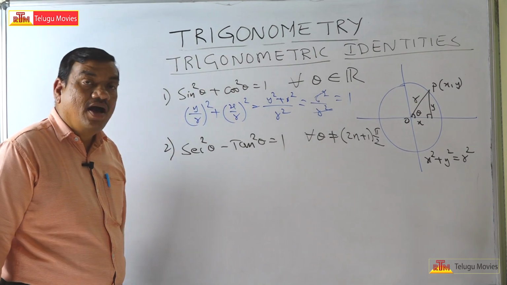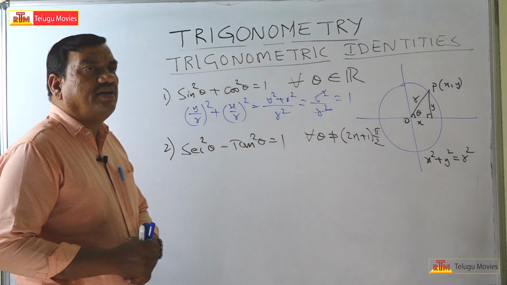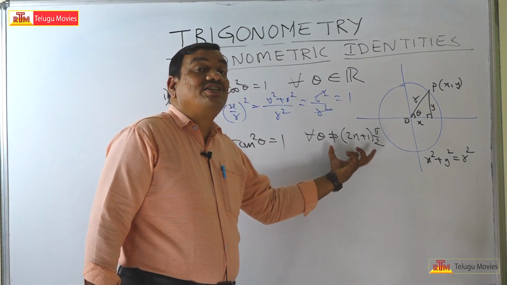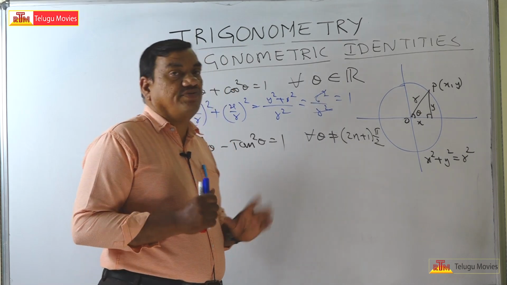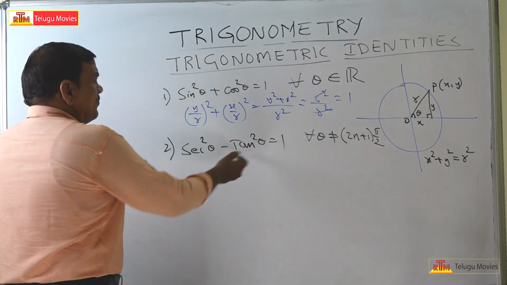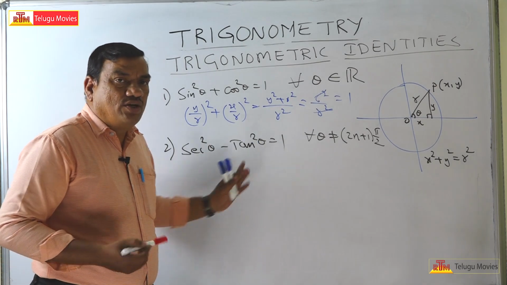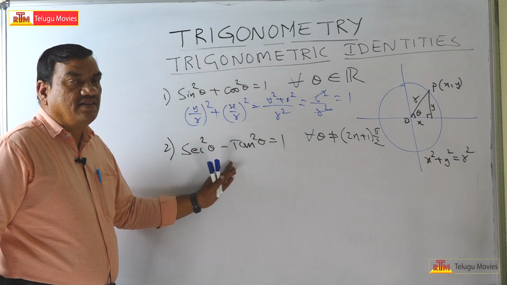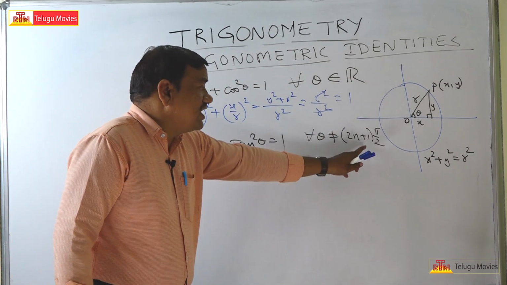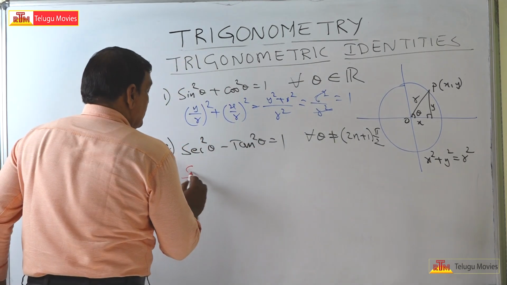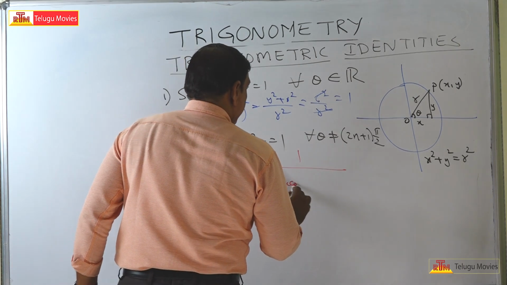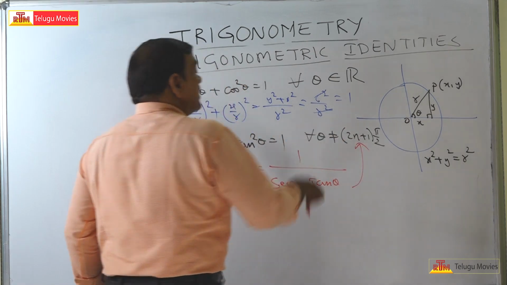That's why it is called an identity. Everybody says identity means it is satisfied for all values, but not like that. It is satisfied except for the restricted values. Here, what are the restricted values? (2n plus 1) pi by 2, where n belongs to Z. And from this we will also get two results. Secant theta plus tan theta, into secant theta minus tan theta, is equal to 1. That means secant theta plus tan theta is equal to 1 upon secant theta minus tan theta. For this also the same condition applies.